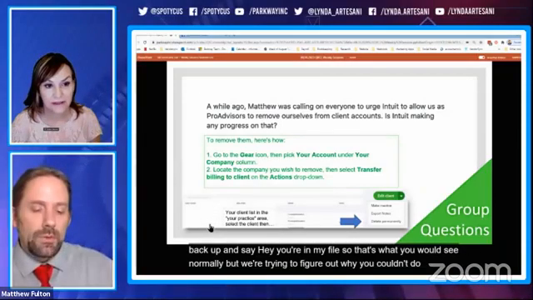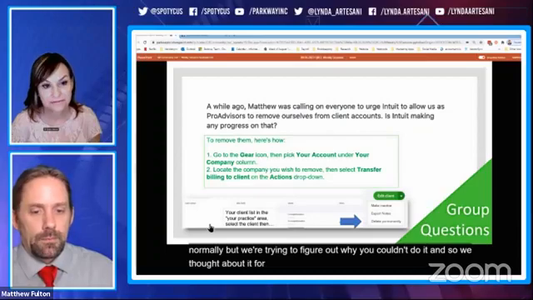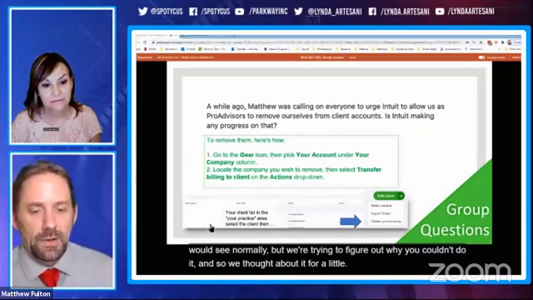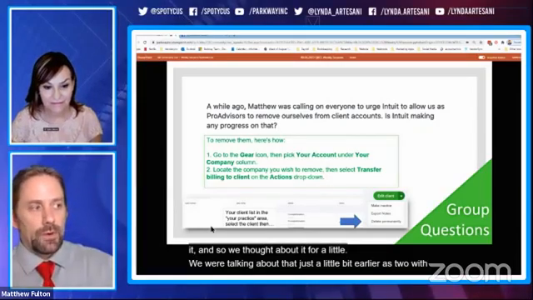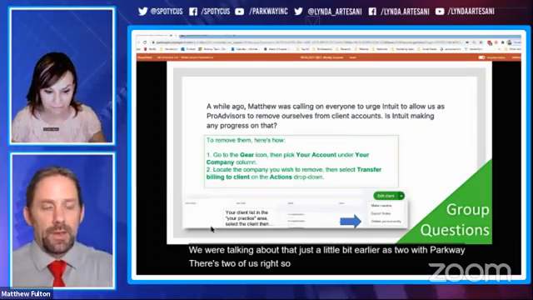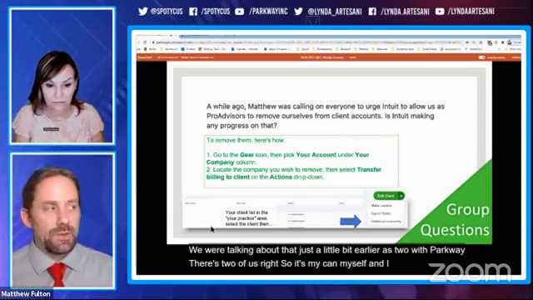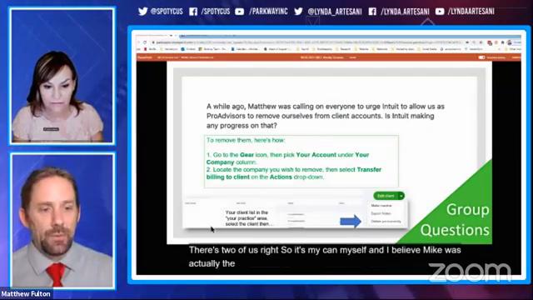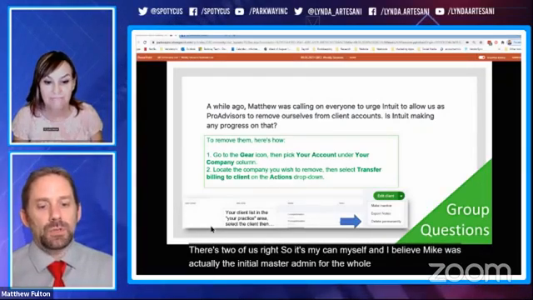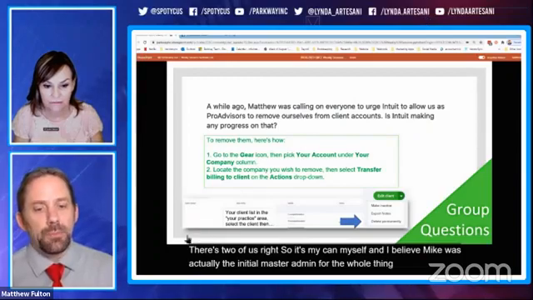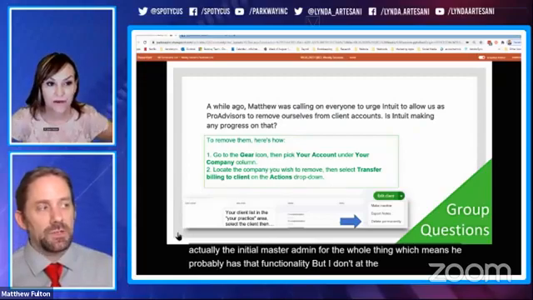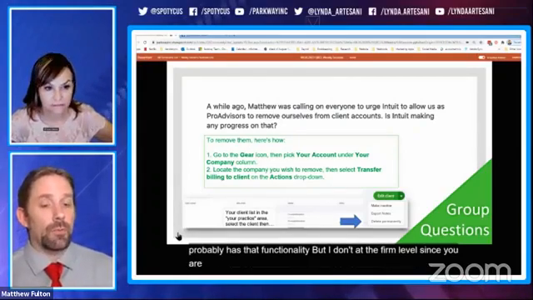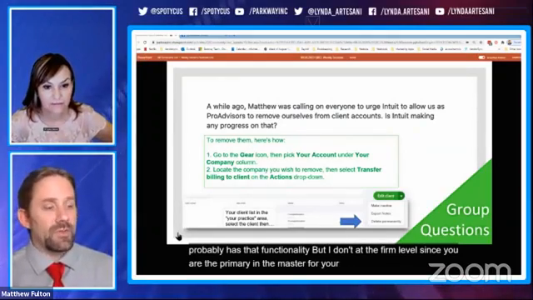You thought it might have to do with the way your company is set up. Yeah, we were talking about that a little bit earlier. With Parkway, there's two of us, Mike and myself, and I believe Mike was the initial master admin for the whole thing, which means he probably has that functionality, but I don't at the firm level. Right. Since you are the primary and the master for your firm, you can see that more easily.